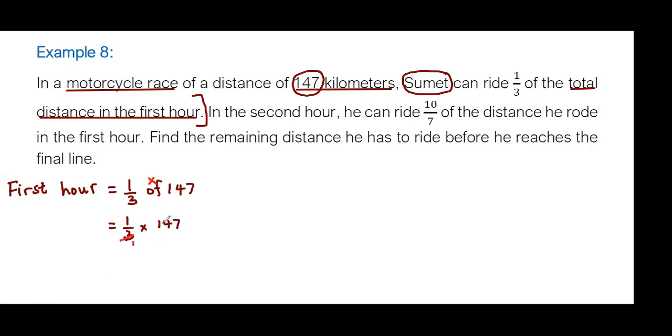3 divided by 3, we get 1. 14 divided by 3, we get 4, remainder 2. Then 27 divided by 3, we get 9, right? Is it okay? Okay. So in the first hour, he can ride 49 kilometers.